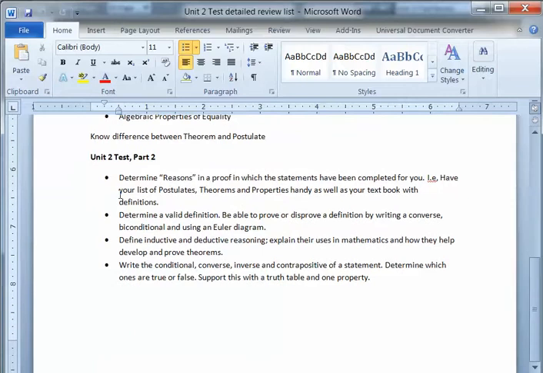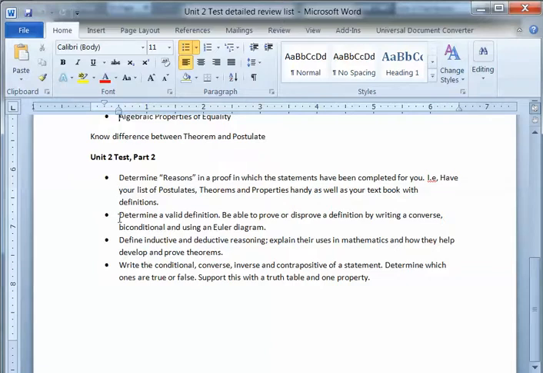And then on the Unit 2 Part 2 test, look at what I'm telling you here. There are 4 questions on the test, and this is what the 4 questions are about. Determine reasons in a proof in which the statements have been completed for you. Have your list of postulates, theorems, and properties handy, as well as your textbook with definitions.